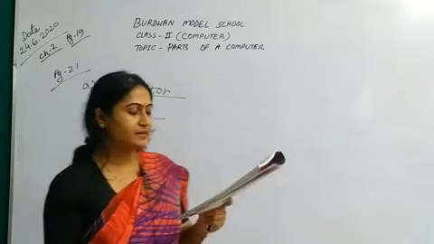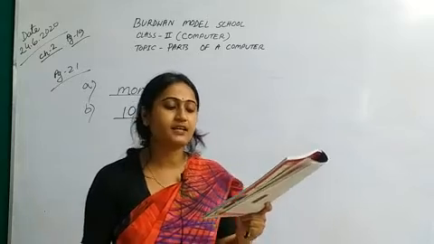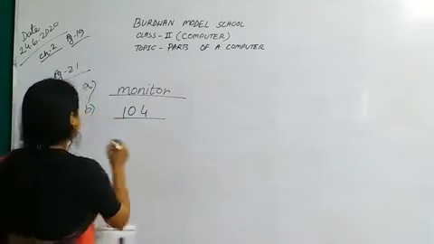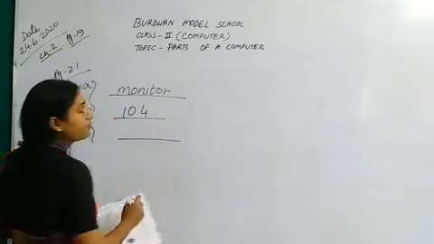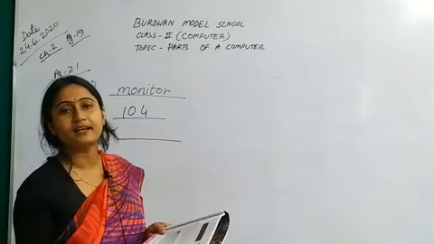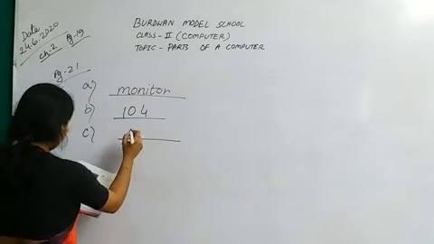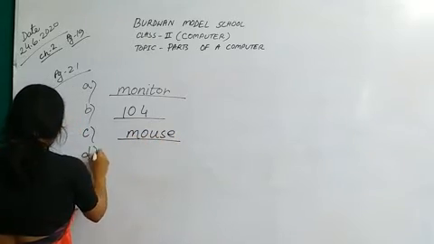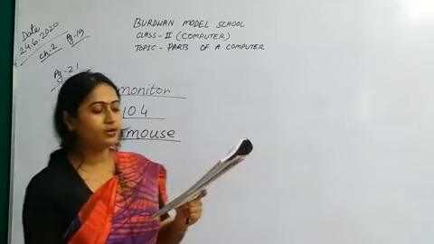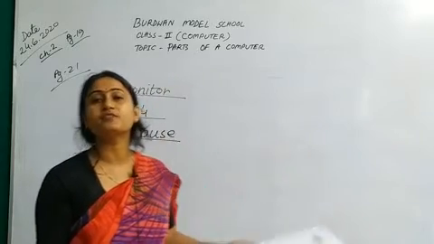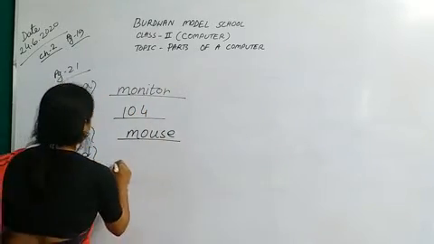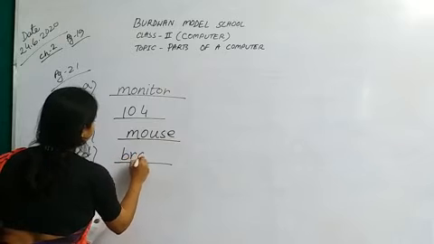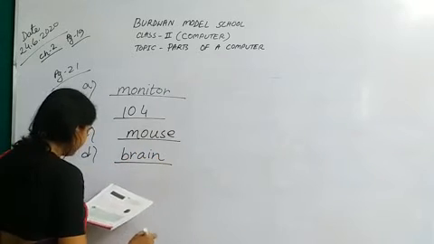Next, number C, a dash has 2 buttons and a scrolling wheel. A mouse has 2 buttons and a scrolling wheel. So write the answer, mouse. Next, number D, a CPU is also called the dash of a computer. A CPU is also called the brain of a computer. So write the answer, brain, B-R-A-I-N.